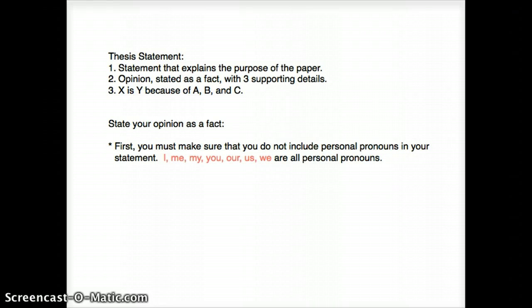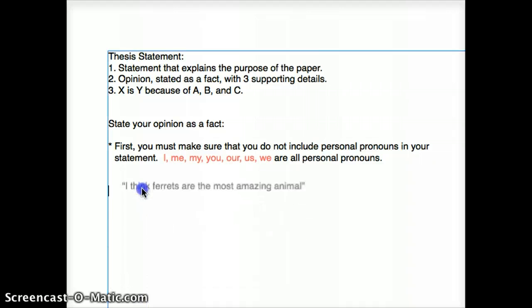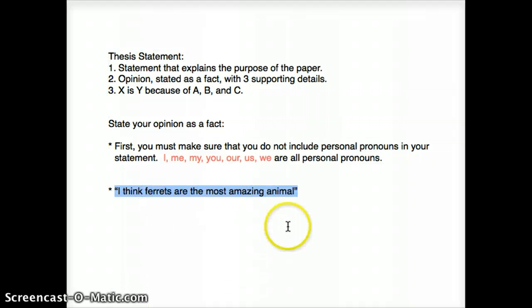So, how do you do this? How do you eliminate the personal pronouns? Well, let me show you an example. Let's say you have the sentence, I think ferrets are the most amazing animal. Well, by having the word I in this sentence, it is an opinion. Now, I might not want to read your paper if you're not an expert on ferrets and it's your opinion. Maybe I don't care, unfortunately, about what your opinion is. However, if you eliminate the I from your paper and your statement, it takes the form of a fact.